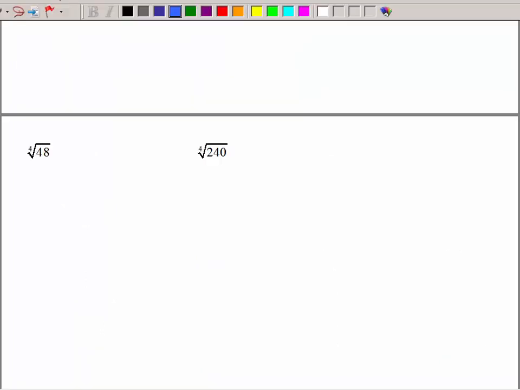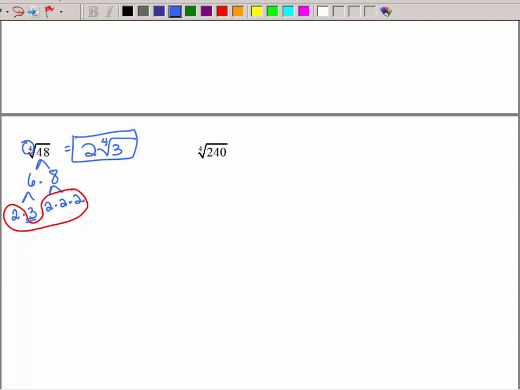So now we see fourth roots, but the process is the same, right? So 48, I think about that on my times tables. There's lots of things that multiply to get 48, but the first thing that came to my mind was 6 times 8. I'm going to break apart 6. I'm going to break apart 8, and I already know that that's 3 2's. And since this is the fourth root, I'm looking for 4 of a kind. And I have 4 2's. So the 2 comes out, the fourth root radical is there, and that 3 stays inside that radical.